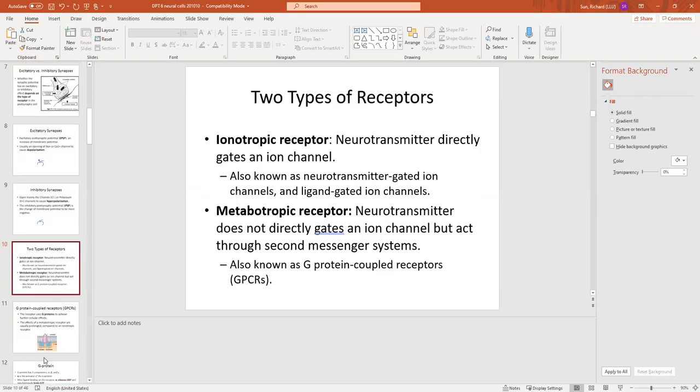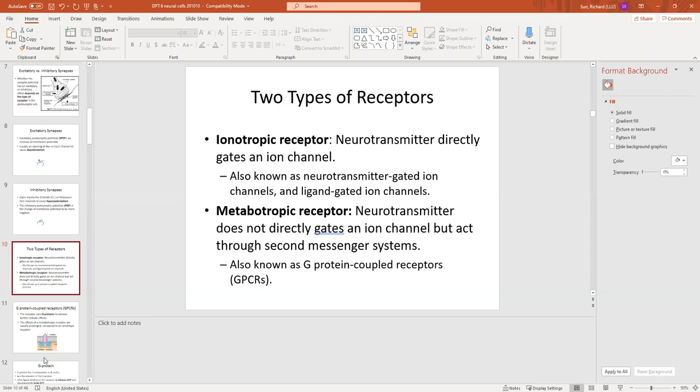So the type of receptor can be excitatory or inhibitory. That's one way to classify these two different groups of receptors. There is another way to classify receptors. There are two groups: ionotropic or metabotropic. This is classified by whether they are an ion channel or not.